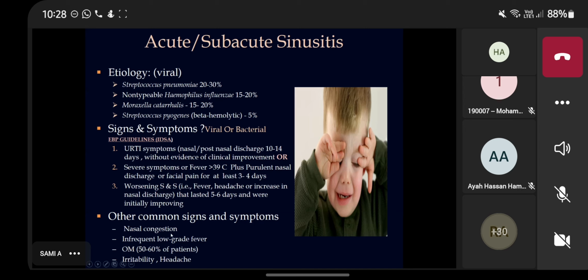Now, some other symptoms: nasal congestion. Some children may have low-grade fever, and you may have another focus in the same patient, such as otitis media. Older children have headache. Small children usually have irritability.